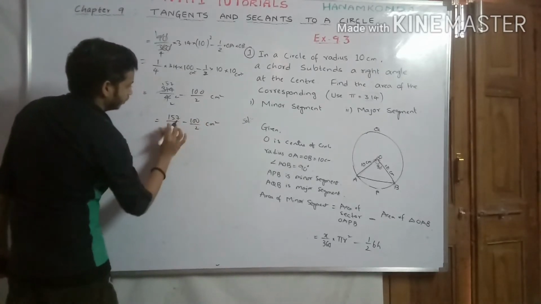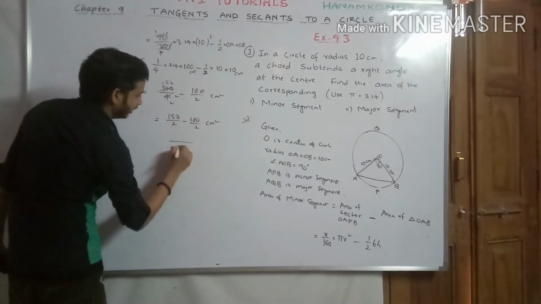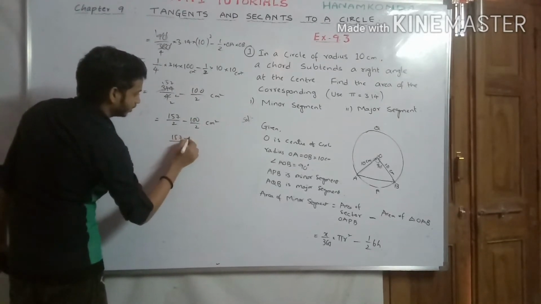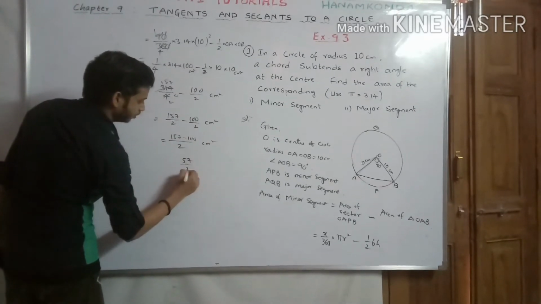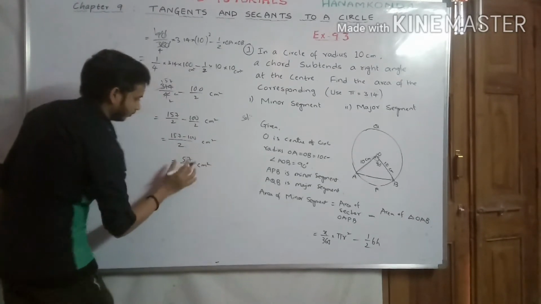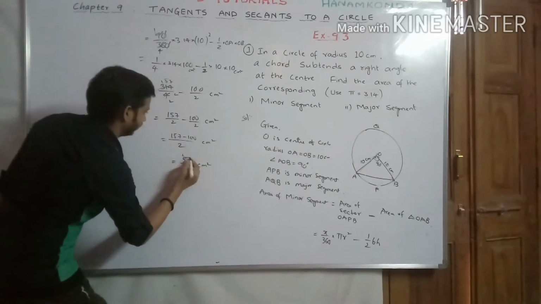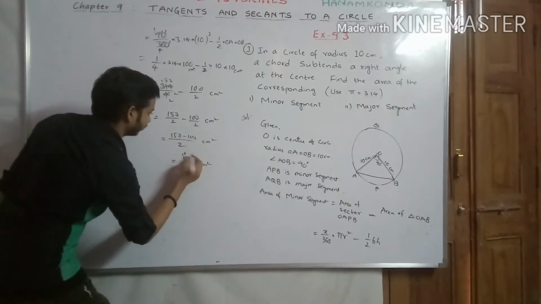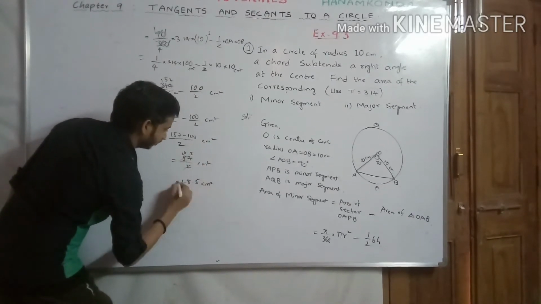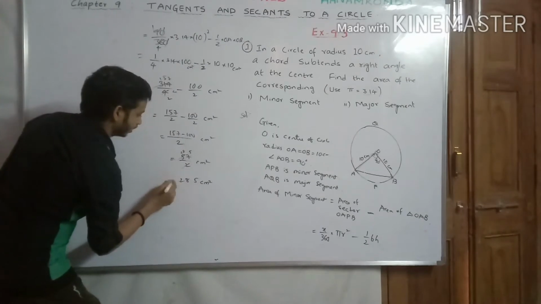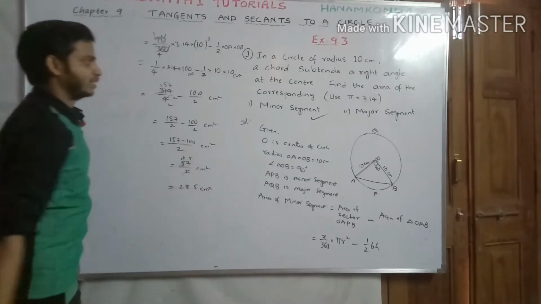Here, 157 by 2 minus 100 by 2. The denominator is 2, so we take it as common: 157 minus 100 by 2 centimeters squared. So 57 by 2 centimeters squared, which is 28.5 centimeters squared. So this is the area of the minor segment. First, the area of the minor segment we got is 28.5 centimeters squared.